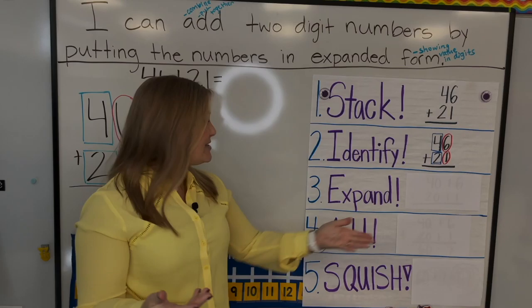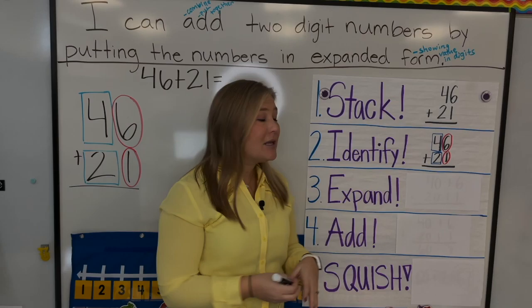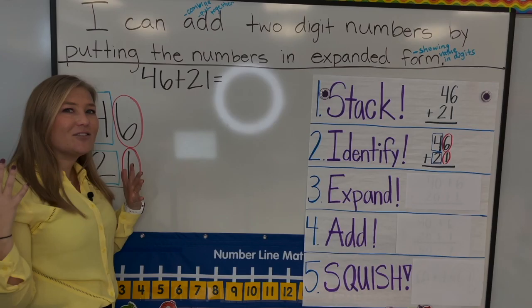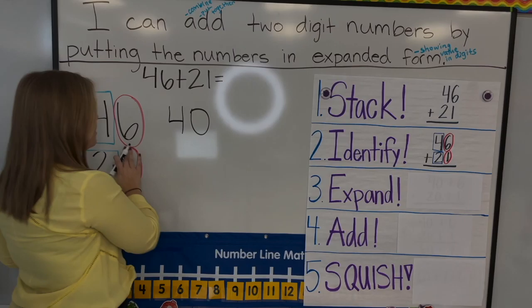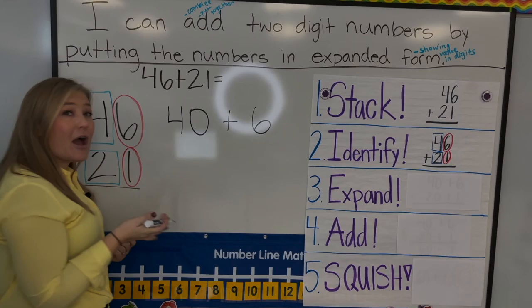Step three says to expand. Now I'm gonna put both of these numbers in expanded form. So I have the number 46. Well, I see I have four tens. I know that four tens is also the number 40. So we have 40 plus the number in my ones place, so plus six. Now I've put this number in expanded form. It's in line, everything's looking neat and nice, I'm ready to go.